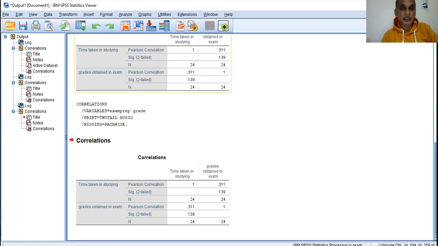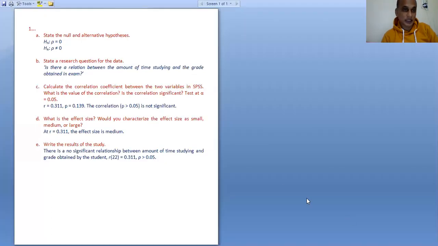So let's move back to our original file where we have just mentioned these answers, and we can work on those answers now. So here the question that's coming up is, calculate the coefficient of correlation between the two variables in SPSS. What is the value of correlation? Is the correlation significant? Test at alpha equal to 0.05. So here the R value was 0.311. P value was 0.139, and since P value is greater than 0.05, we know it's not significant. So it's clear.